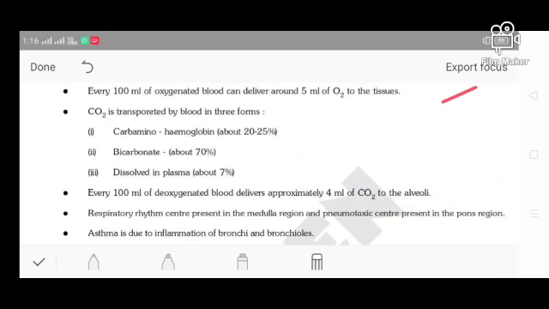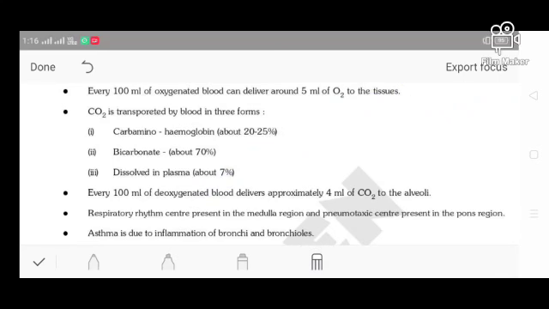The next one is dissolved in plasma. Mostly the plasma carries carbon dioxide gas at about 7%. It is very rare. When the other forms are very few, then the next thing is dissolved in plasma. But in case of bicarbonate and carbaminohemoglobin, they carry most of the carbon dioxide gas.